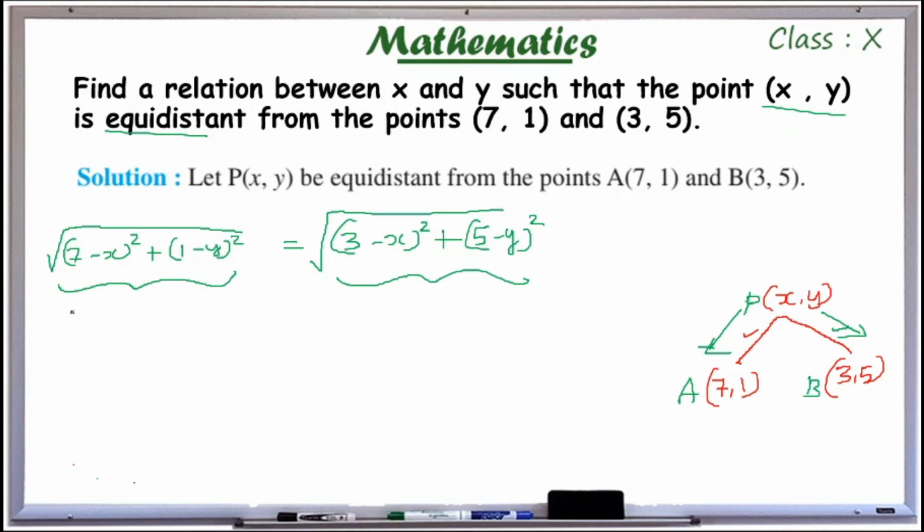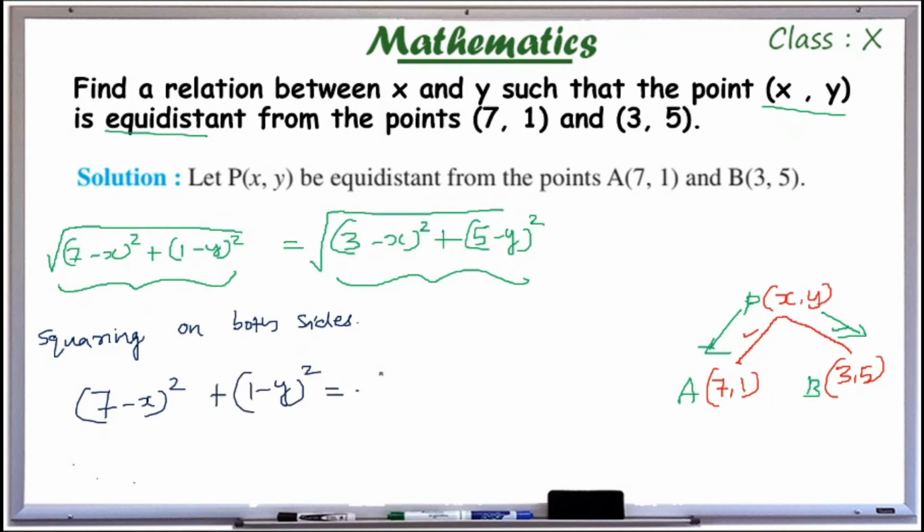I have to solve this problem. For that I have a root symbol on the left side as well as the right side. So I have to square both sides to remove the root symbol. So squaring on both sides, the square root symbol will be removed. So I get (7 minus x) all square plus (1 minus y) all square is equal to (3 minus x) all square plus (5 minus y) all square. So while squaring both sides, the roots are removed.